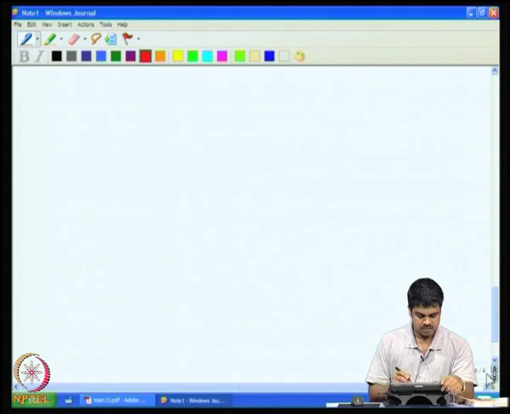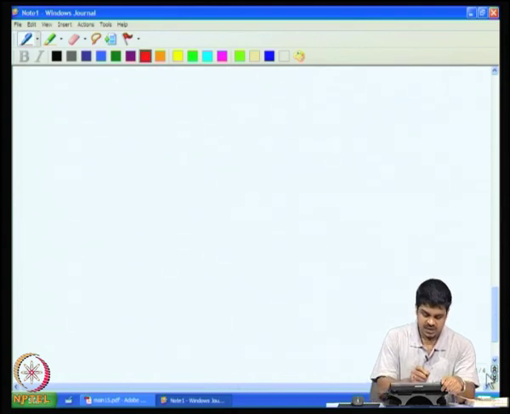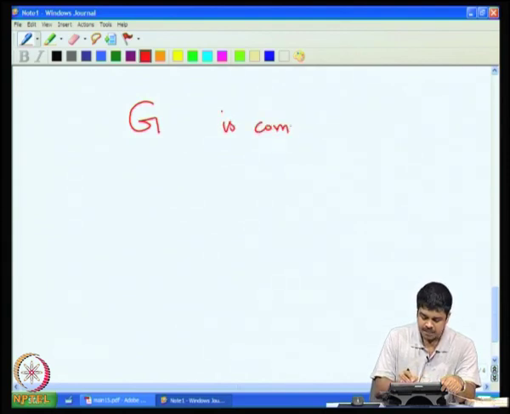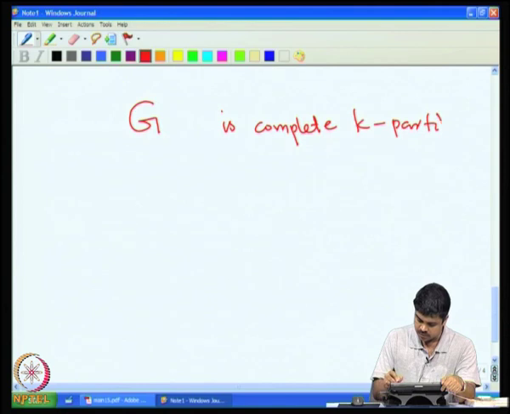So, what do we do? We first ask this question: is it possible that this edge maximal graph G is a complete k-partite graph? Is it a complete k-partite graph? Is it possible?